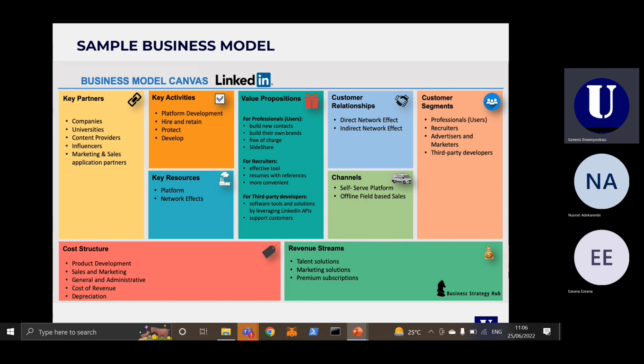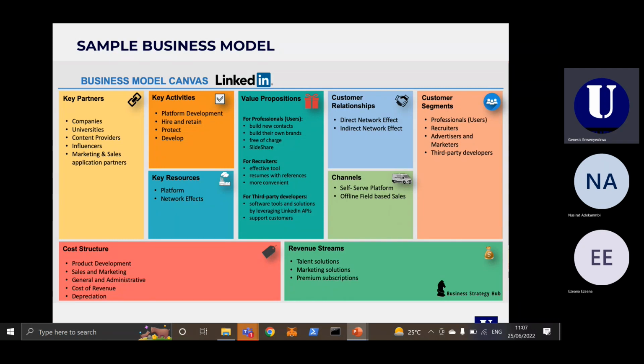Now, for recruiters, what are the value propositions that LinkedIn is offering recruiters? Effective tools for marketing their jobs, resumes with references. Unlike when you post a job on maybe JobMark or JobServe, and then you need to start scrolling through CVs and all of that, with LinkedIn, you can easily sort out your candidates. It's very convenient for you.